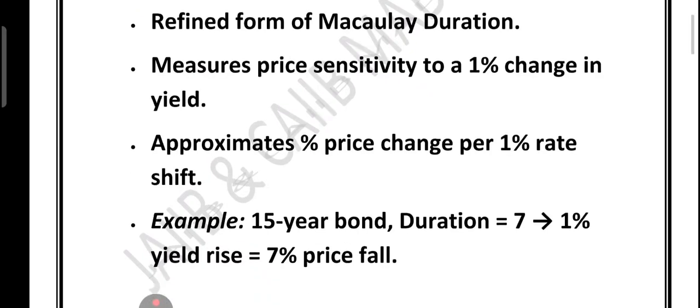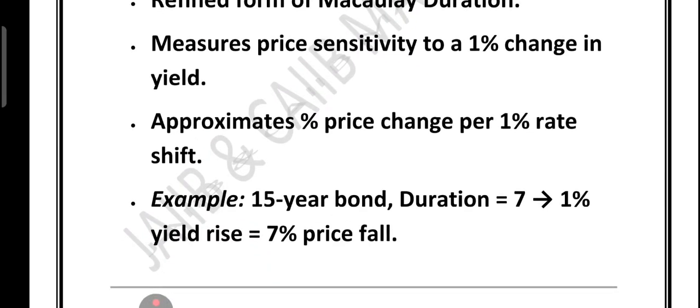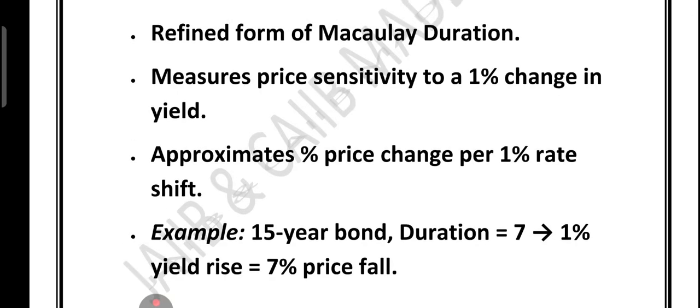For example, let's suppose we have a 15-year bond. It has a duration of 7. So it means that if the interest rate rises by 1%, the bond price will fall by about 7%. That is what it indicates. So basically, modified duration shows that bond price and yield are inversely related. Whenever yield change is positive, bond price change is negative. How much the bond price changes whenever the yield changes is what is measured by the modified duration.